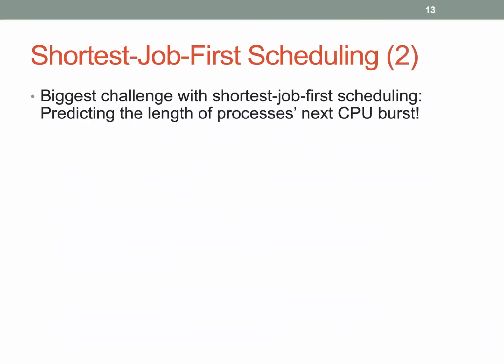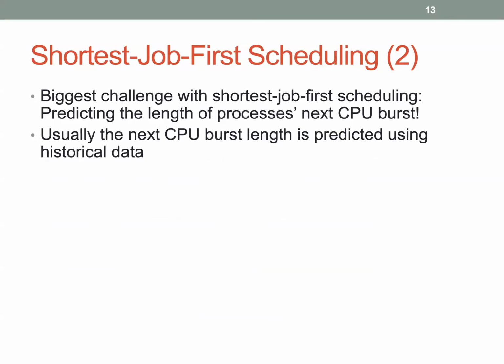Okay. So the hard part of shortest job first is guessing what the next CPU burst length will be for each process. And so we generally just predict it based on the previous behavior of the process. Generally, that's a great mechanism. A text editor is probably going to have the same behavior over the entirety of its execution in how long the CPU bursts are going to be. They'll vary, but they're not going to vary a huge amount.